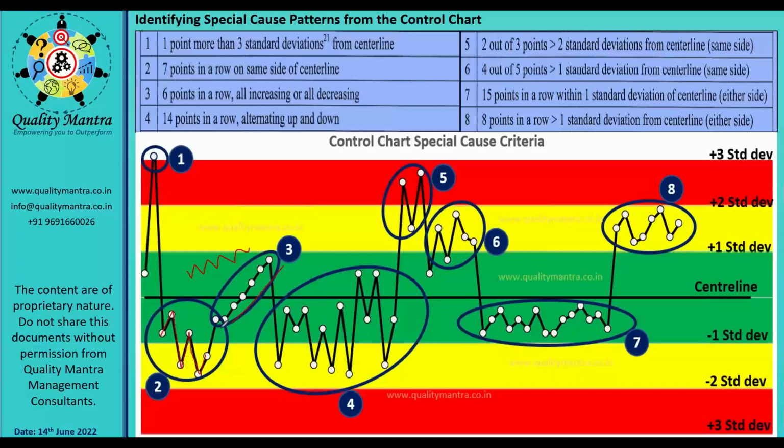ओके. अगर 6 बार कंटिन्यूअसली अप जा रहा है ट्रेंड या डाउन आ रहा है ट्रेंड, 6 बार कंटिन्यूअसली कहीं से भी जाए, यहां से चालू होके यहां जाए 6 बार, या यहां से चालू होके यहां पे जाए 6 बार, यहाँ पे चालू होके यहाँ पे 6 बार डाउन जाए, there is a special cause. सो ये टोटल 8 तरीके के अलग अलग स्पेशल कॉज पैटर्न बताए गए हैं.